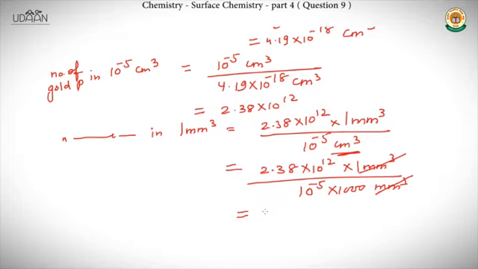Now I can easily solve this. This will be 2.38 into 10 raised to the power 14. So this many gold particles are present in 1 millimeter cube of the solution. So by this we end this question.